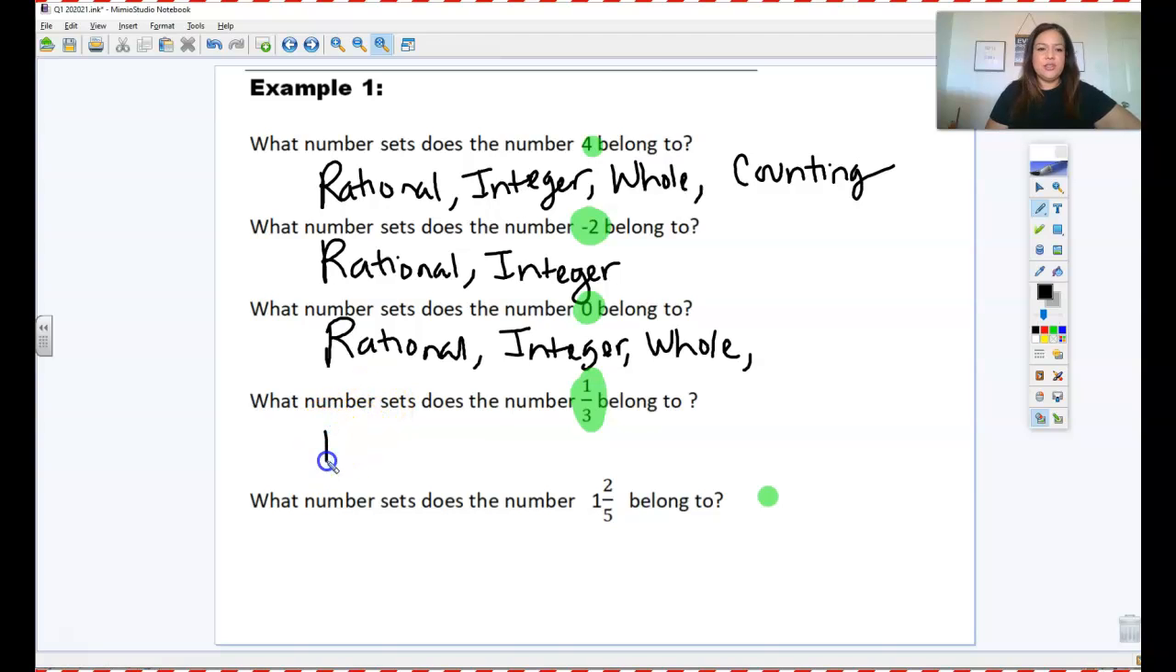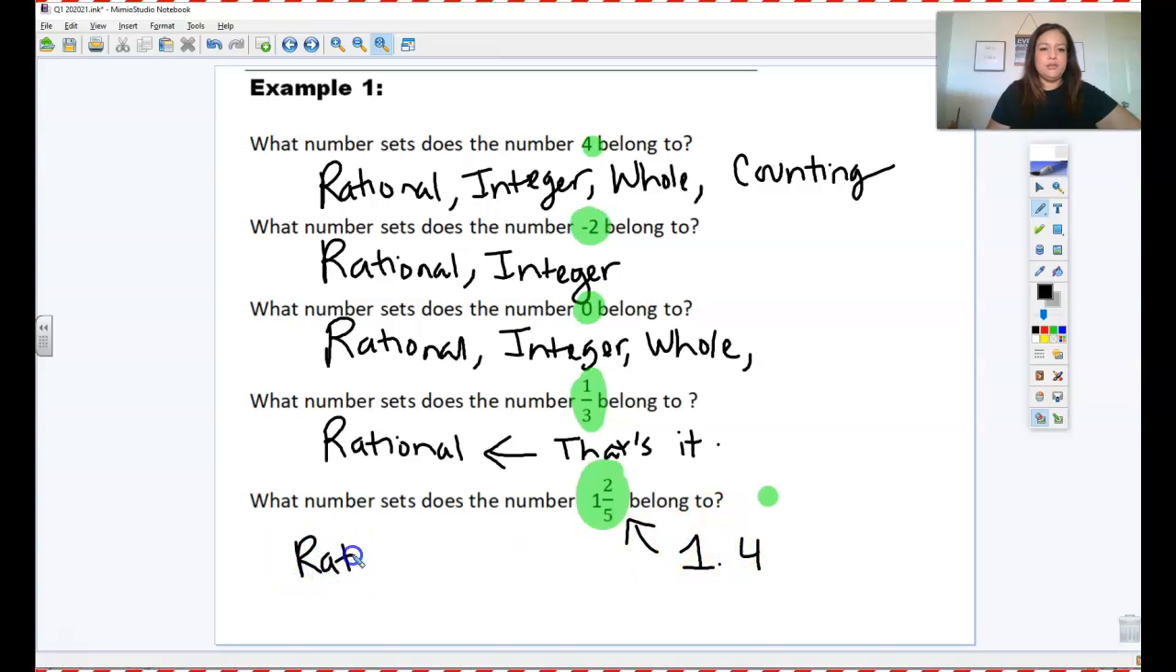Yeah, it's a fraction, so it has to be rational. Does it get to move on to integer? Nope. That's it. What about the next one? Is that rational? Yeah, because if I write that as a decimal, that would be 1.4, and terminating decimals are rational. So this is rational. Does it get to move on to integer?